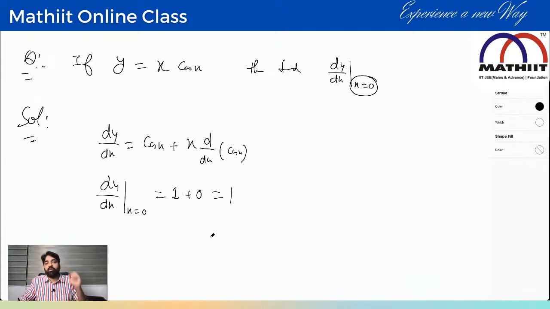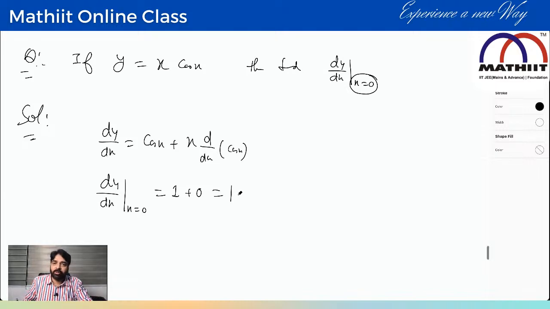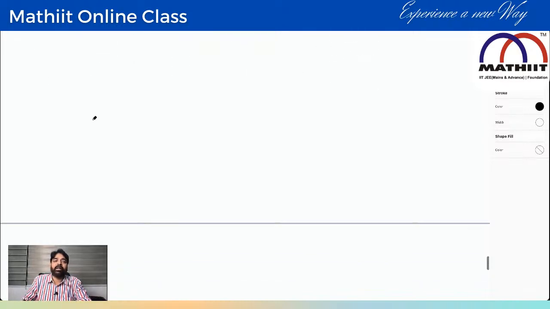Whenever you have to find out at a certain point, be clear they always give the tricky questions, unnecessarily, just to make it complicated. Always look, after differentiation, when you are going to put that value, certainly sometimes it will become 0. So that part you don't try to do. Unnecessary, don't waste your energy.